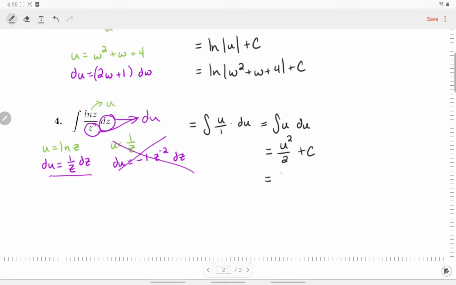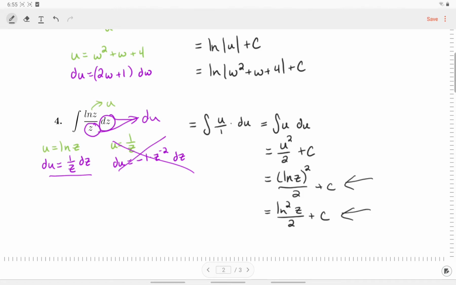Plug back in for u. We get natural log of z squared over 2. Some books will write this as ln squared z over 2 plus c, same thing. So either of those final ones is a perfectly valid way of writing this answer.